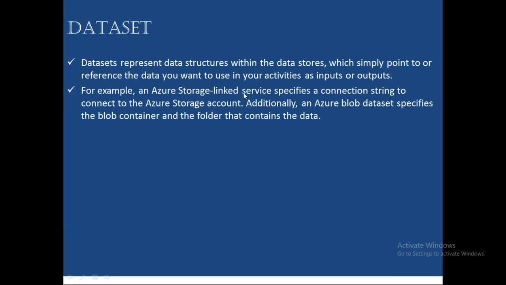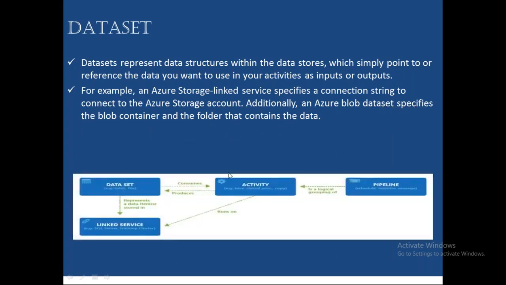Okay, he has taken one example. Here, with Azure storage, the linked service is helping you connect to the Azure storage account, and the dataset is specifying the folder that contains the data. Okay, next. This is a high level diagram. One thing you need to understand: this is a linked service, and this is the dataset. If you want to reference any data in any folder, you need to use a linked service, because a linked service is mandatory.